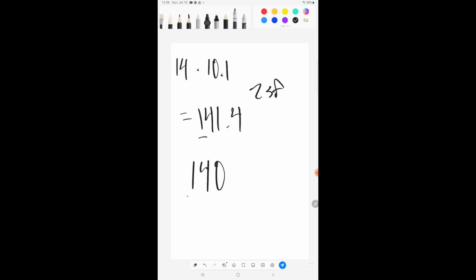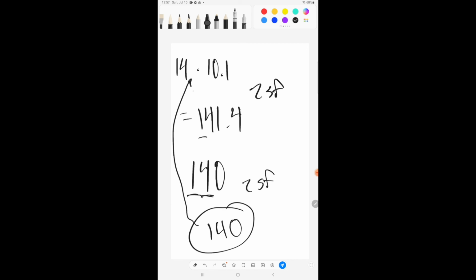Okay, and you notice we only have 2 significant figures. There is no decimal here, and therefore this trailing 0 is not significant. If we had 140 with a decimal, then this would have 3 sig figs. But since there is no decimal here, we only have these 2 sig figs. So 140 is the answer for this multiplication problem.